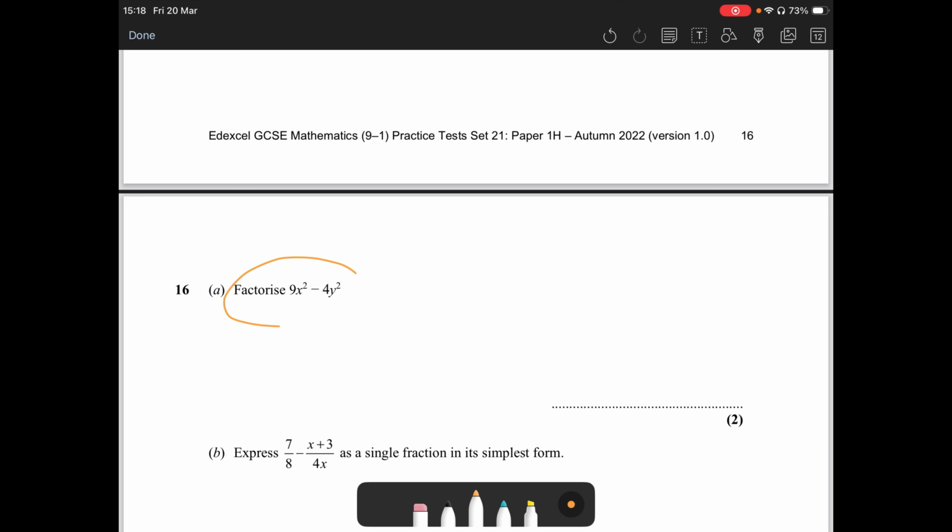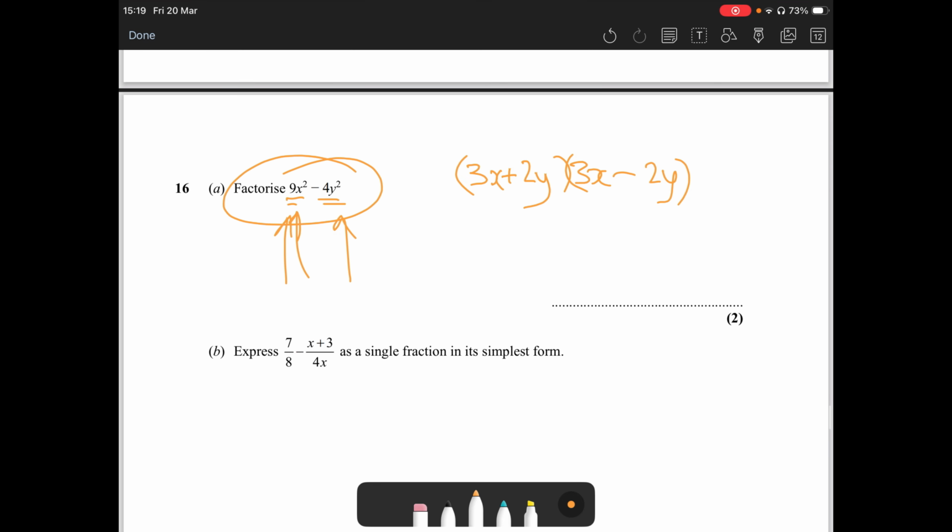Right, now this one is called the difference of two squares. Notice how 9 is a square number and so is 4. The trick is, in your double brackets, you square root the 9, which is a 3. You square root your x, which is x. And we do the same with the y. So the square root of 4 is 2. Square root of y squared is y. The trick is we write this twice. In one of the brackets you add. In one of the brackets you subtract. Job done. Difference of two squares is the name of that topic.